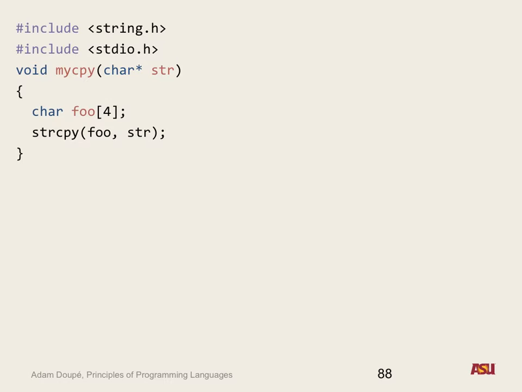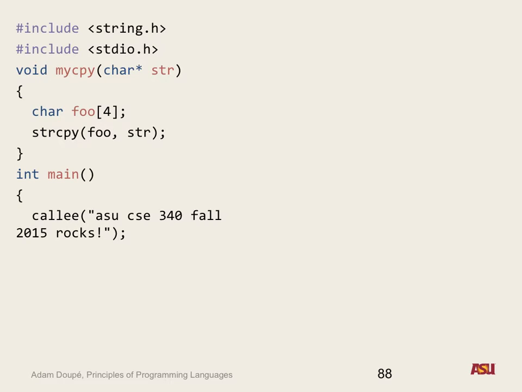Copy until you see a null byte? Yeah, copy from the source, which is string, into the destination, which is foo, until you see a null byte in string. Is there anything that limits the size of the bytes that I'm going to be copying? No. So, I have my main function.